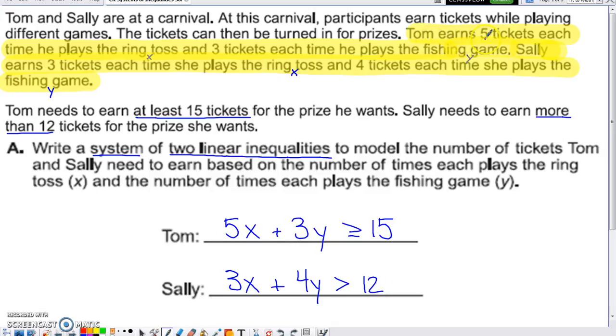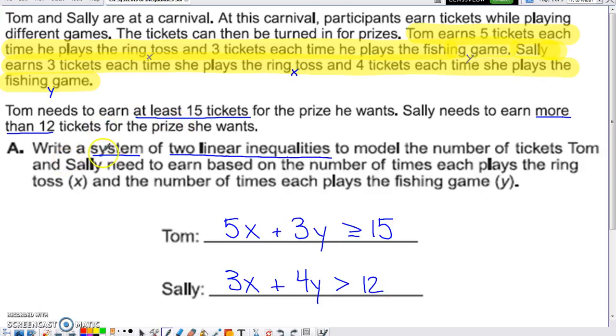It tells us how many tickets Tom earns for every time he plays two of the games that are at this carnival. He earns 5 tickets every single time he plays ring toss, 3 tickets every time he plays the fishing game. Sally, on the other hand, is only going to earn 3 tickets when she plays the ring toss, but then 4 tickets when she plays the fishing game. It goes on to say that Tom needs to earn at least 15 tickets for the prize he wants. Sally needs to earn more than 12 tickets for the prize that she wants.